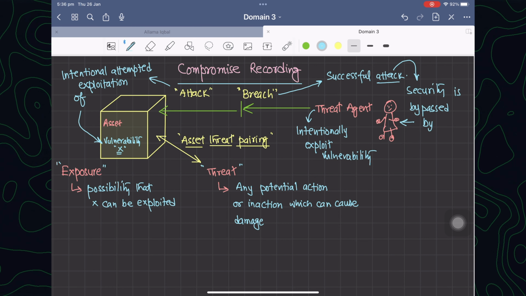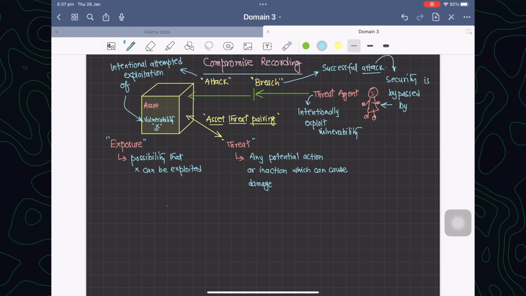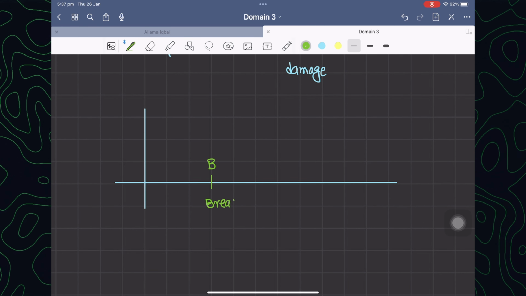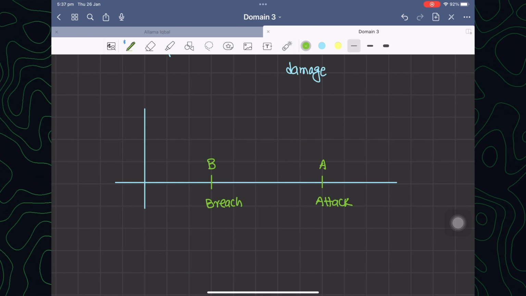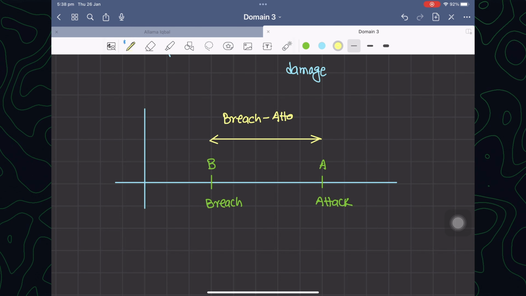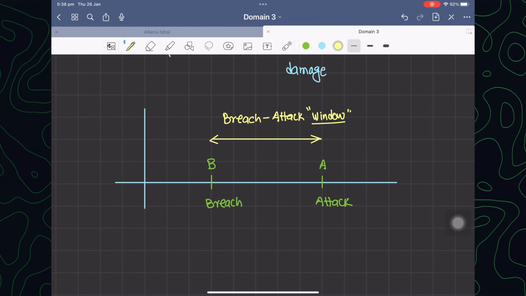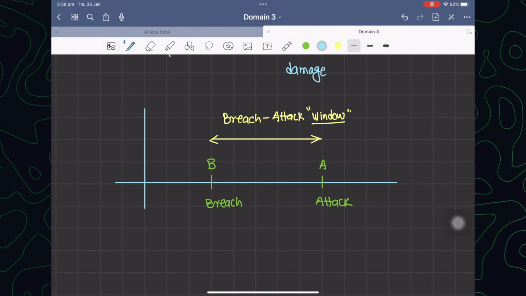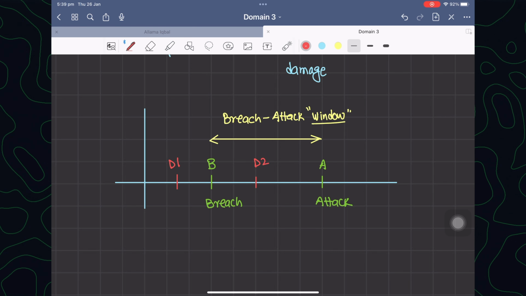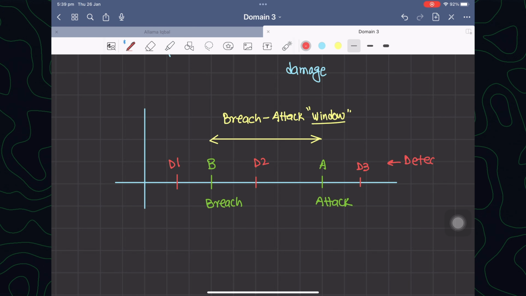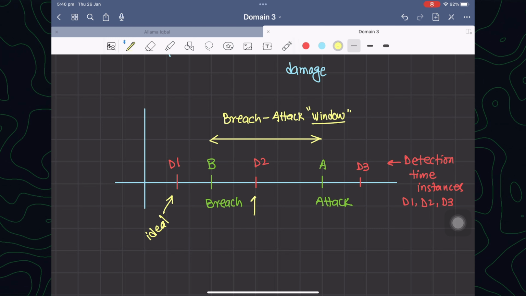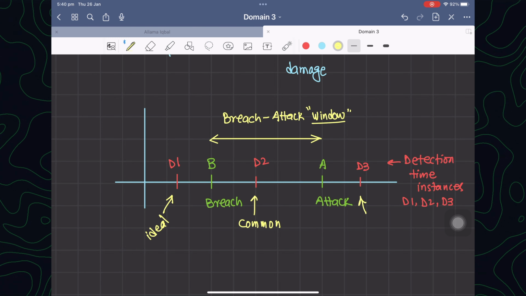Now we can look into this breach and attack time period. If you look at the scale which I have shown here, you have B and A, referring to B as breach and A as attack. So you have a time period between breach and attack. First the breach happens and the security is bypassed, then the attack happens. Now you can have different detection timings, D1, D2 and D3. In an ideal world, we all tend to achieve the state that every breach is proactively detected, which is referred to as D1 here.